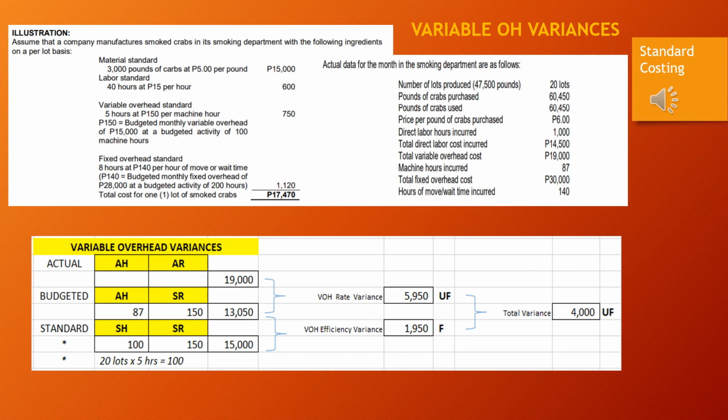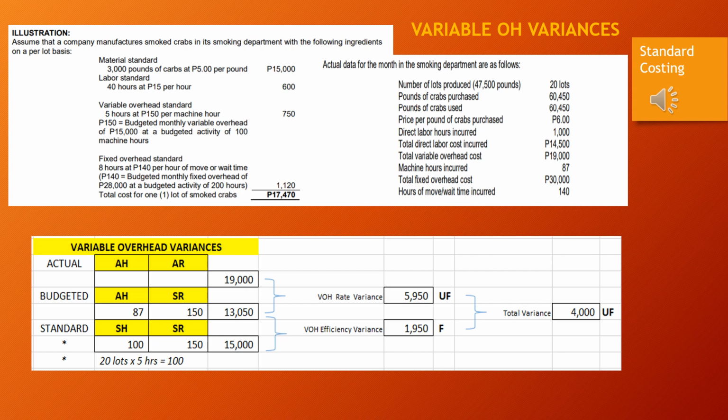Now for the standard hours and the standard rate. If you look at your actual or standard data, we cannot find 100. So for you to get 100 hours or standard hours, we have 20 lots as our actual number of lots produced times the standard variable overhead. That's 5 hours. So 5 hours times 20 lots is equal to 100 hours. Now multiply 87 times 150, that's 13,050. And 100 times 150, that's 15,000.